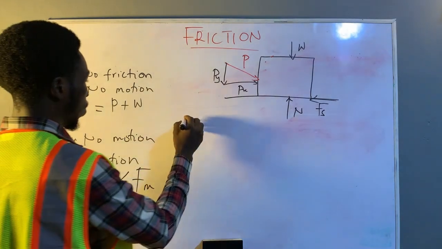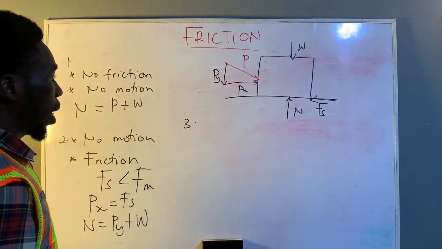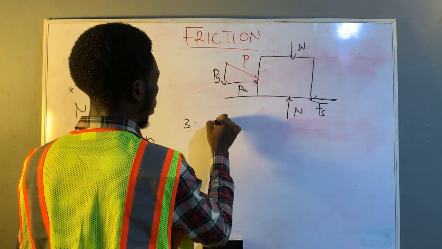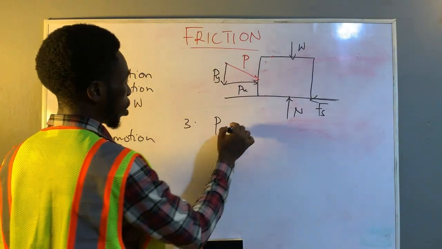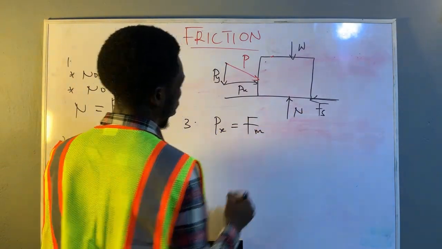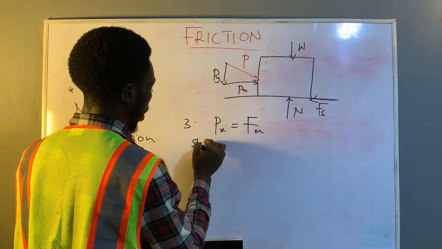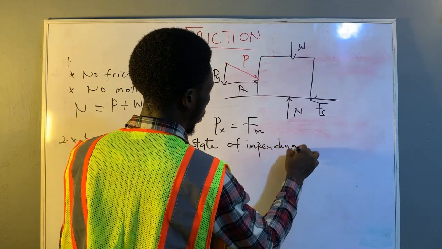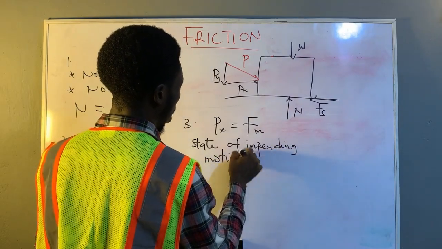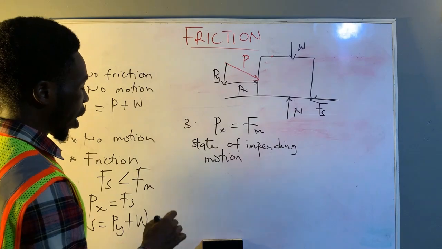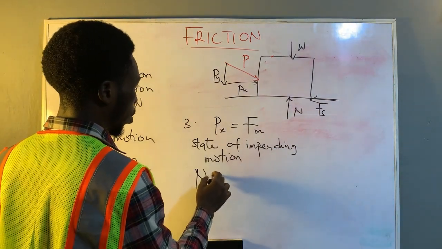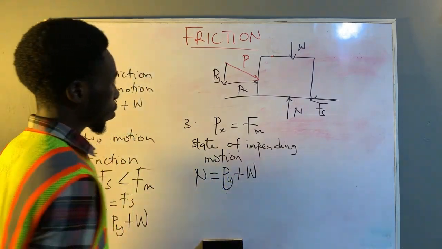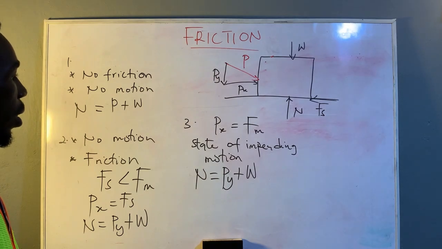So let's look at the third case. Here we assume that the x component of the applied force equals the maximum friction. So we are in a state of impending motion, which means motion is about to begin. At this point, the normal reaction force is equal to Py plus the weight force. Now let's look at the last situation.